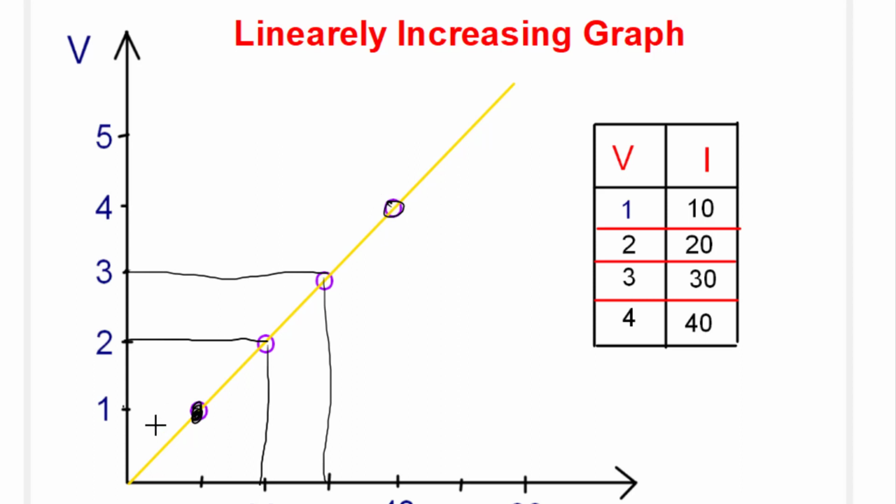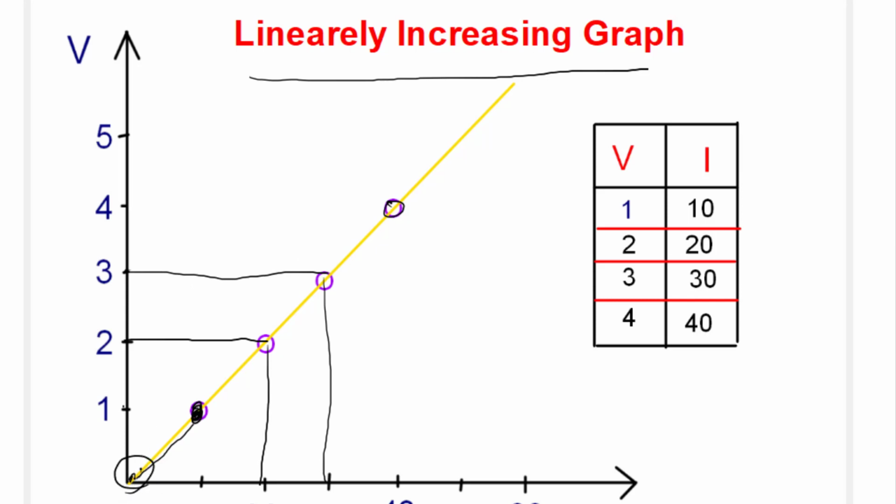Finally, we draw a straight line passing through all the points. This particular graph is a linearly increasing graph. As we see, as x increases, y also increases linearly, and this graph is passing through the origin.